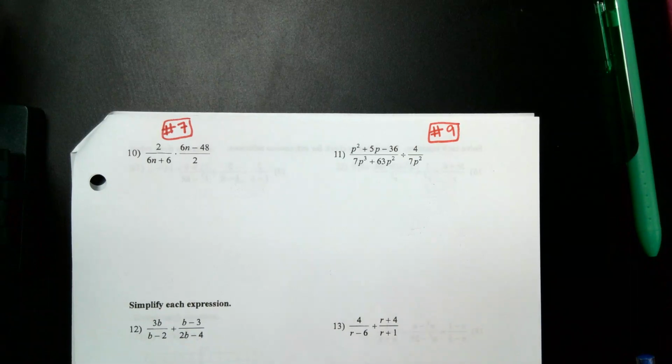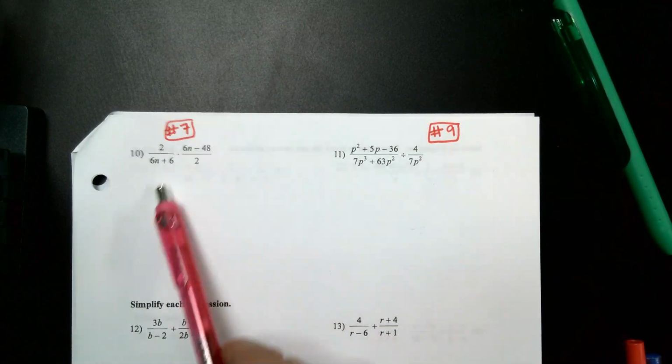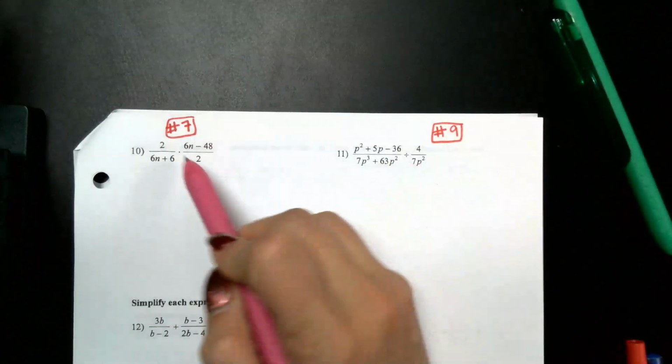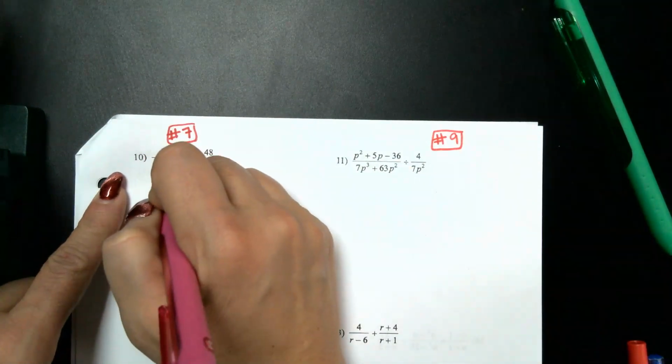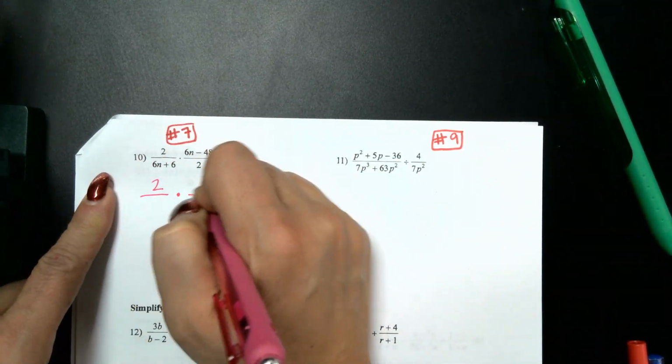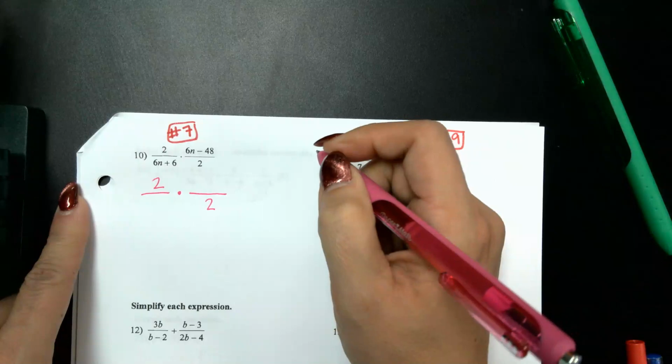There tends to always be more on the review than there is on your actual test because I want to give you a little bit more practice with it. But for this one, obviously we can't factor here, right? The 2's are going to stay for now. Eventually they'll cross each other out, but let's just rewrite them for now.